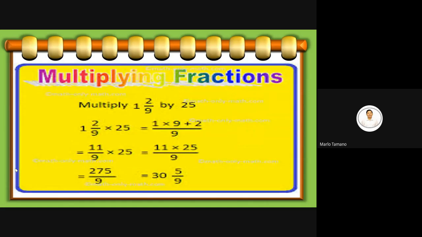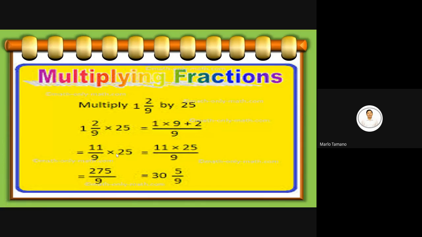Now, multiplying fractions, multiply 1 and 2/9 by 25. Okay, so another process po. Tingnan natin. So, sabi niya dun sa step number 1, sa first natin example. 1 times 9 plus 2. Ang minumultiply lang po ay yung whole number at saka yung denominator. So, 1 times 9 plus 2 divided by 9. Yun na po yung unang fraction natin. So, 11/9. Then, copy the 25.